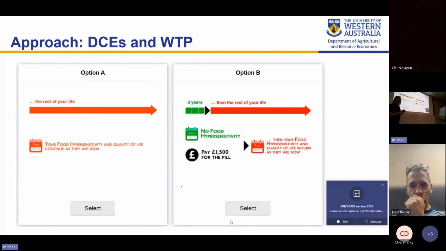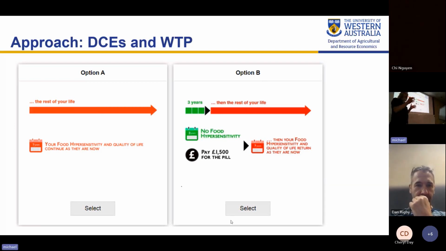So what's our approach to this? Well, we just set up a standard discrete choice experiment and we offered these people 2 options, hypothetical options. Option A, it's the rest of their life in their current condition. Or option B, we're going to give you a period of relief. So in this example, 3 years, don't have the condition, then the rest of your life you go back to what you've got, but you have to pay for the pill in order to trigger this change. Obviously hypothetical, such pills don't exist, but we're setting that up as a system.